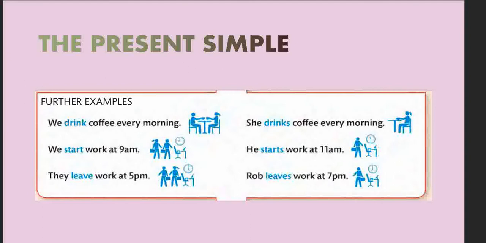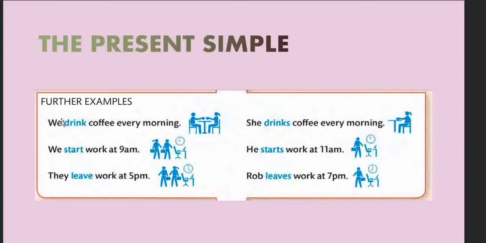The simple present tense, let us see certain examples that are before us. We drink coffee every morning. This is showing some habitual action which is occurring regularly. We start work at 9. This is also one habitual action. They leave work at 5 o'clock, 5 p.m. This is also one habitual action.